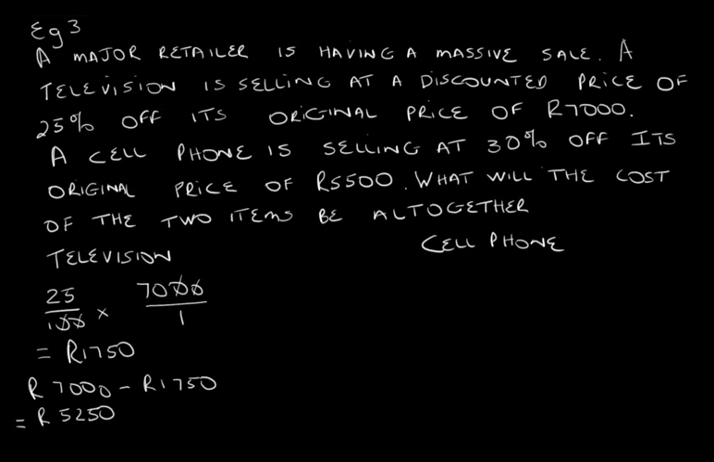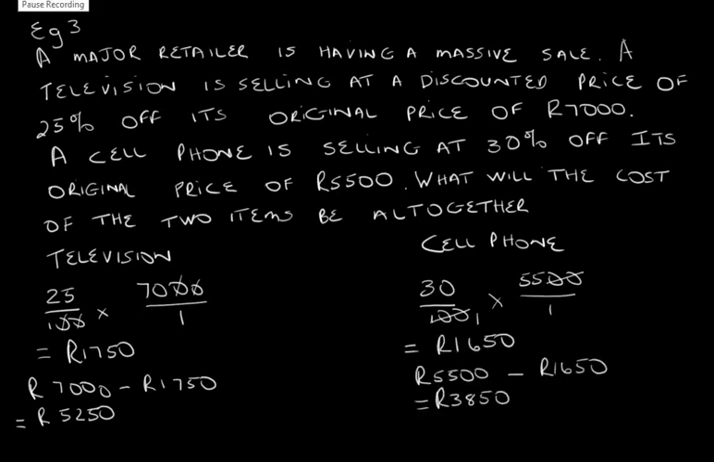Let's work out the cost of the cell phone. Again, we simplify and we can say that 100 goes into itself once, it will go into 5,500 55 times. And 30 times 55 is 1,650 Rand. What do we need to do now? We need to subtract and say 5,500 minus 1,650, and that gives us a price of 3,850 Rand. Did we answer the question?